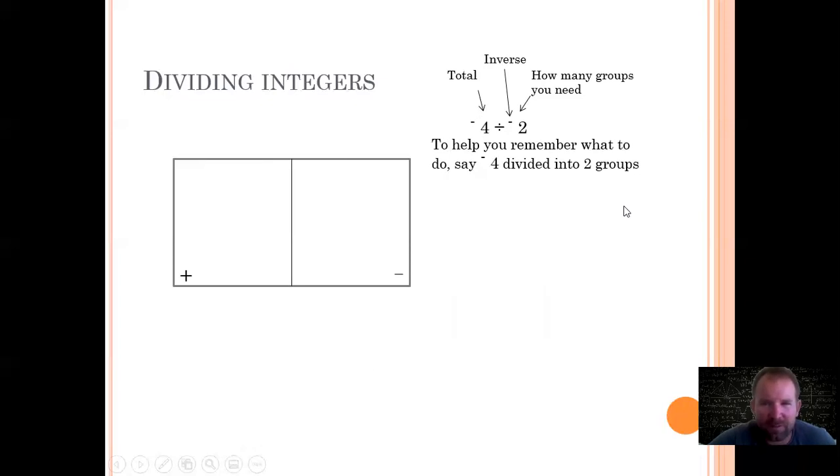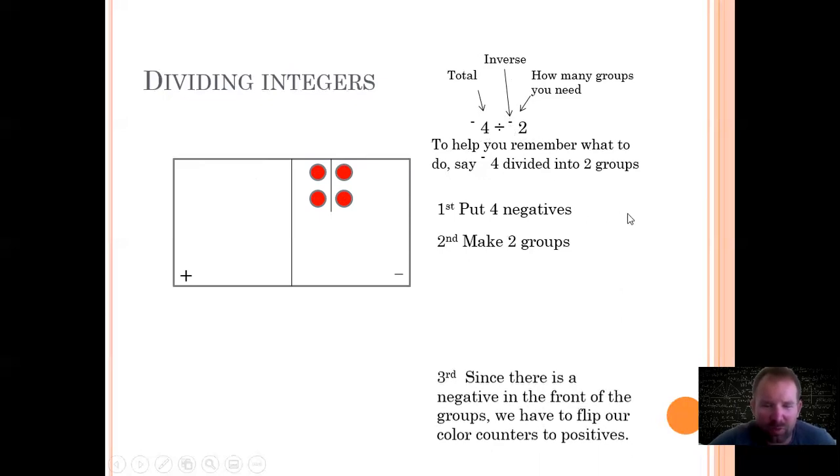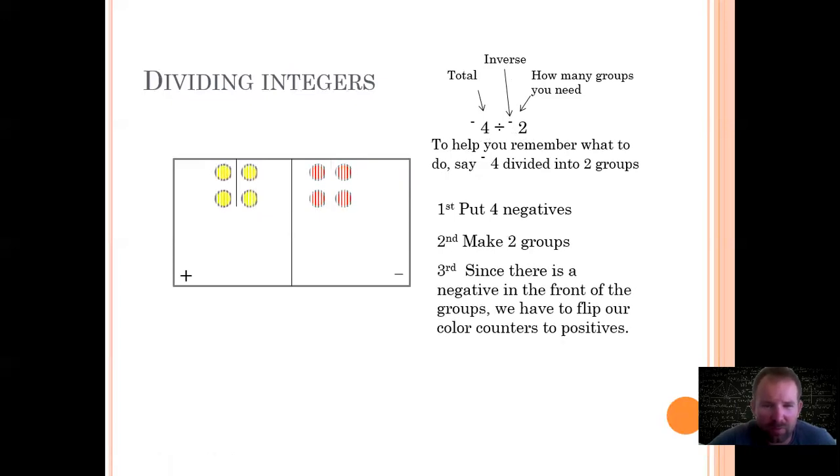All right, so let's look at this one more time. So we have a negative 4 divided by a negative 2. So we have to put up 4 negatives. We're going to divide them into 2 groups. And each one of these groups will have 2 negatives in it. But because we have an inverse here, for a divisor, we have to make sure we flip it. So each group will have a positive 2 in it. And that's it. That's all you have to do with these guys.